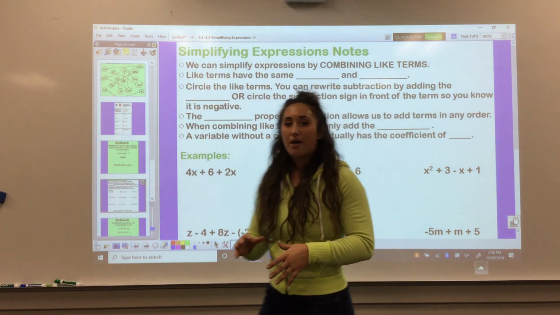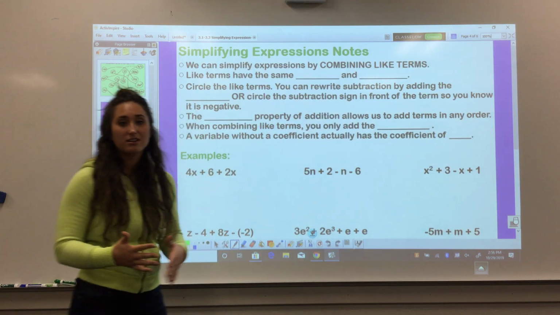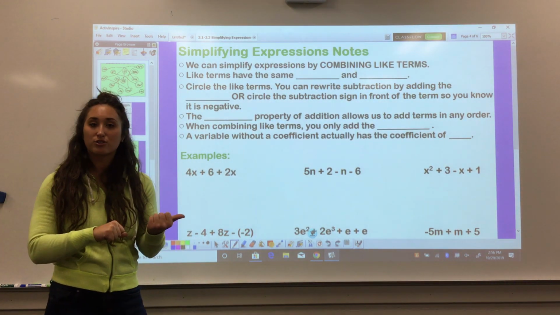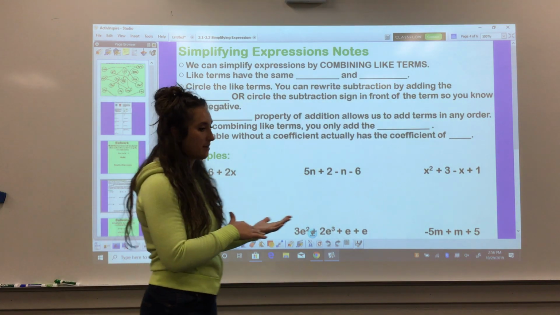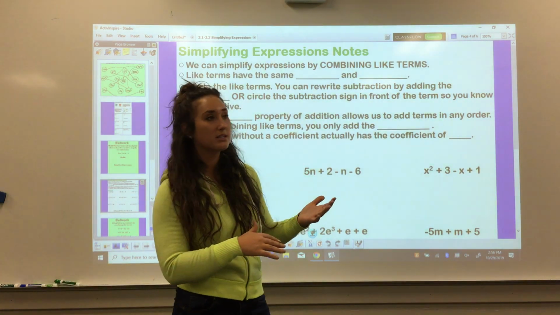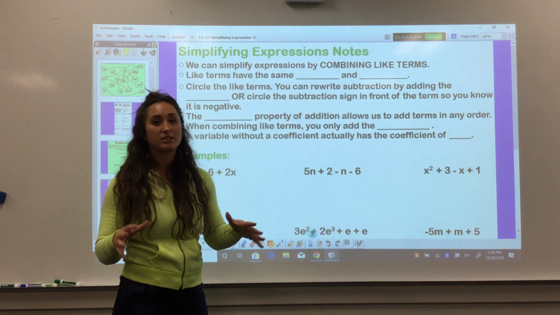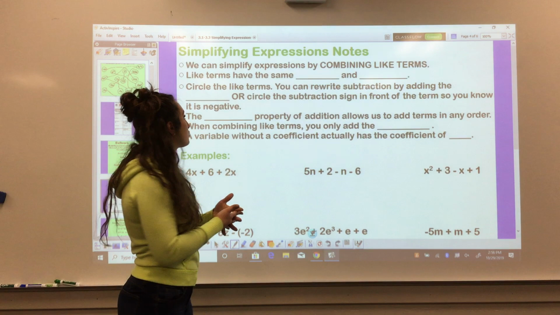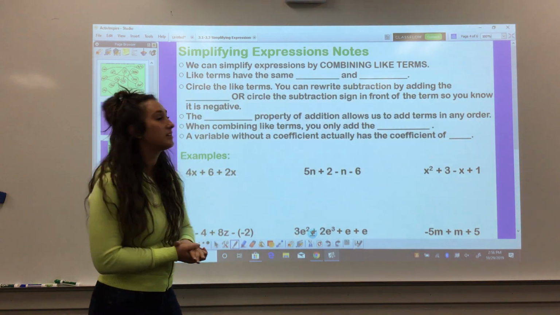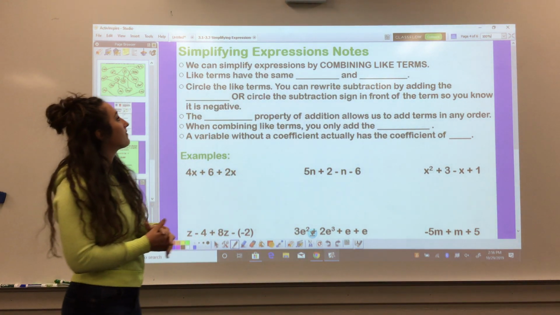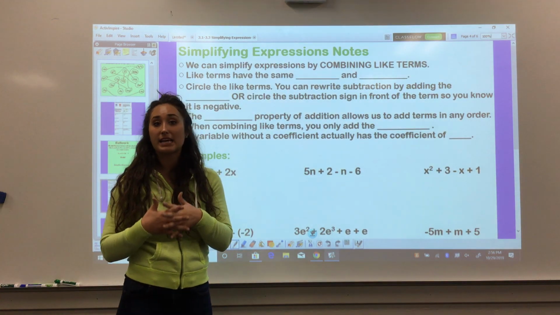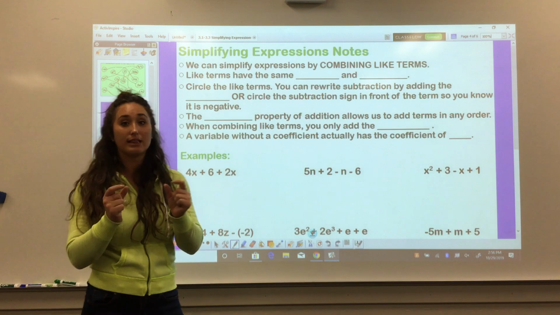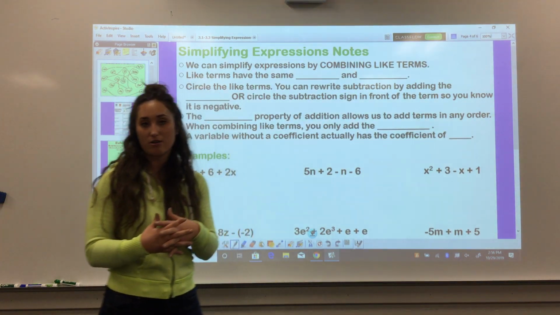But we have a couple of blanks to fill in. We're going to start simplifying expressions today. We did it with our algebra tiles however many days ago that was. But today we're going to do it without our algebra tiles and just using our math. So, a couple of blanks to fill in. First bullet says we can simplify expressions by combining like terms. So you have to figure out which terms in the expression are alike, and you'll combine those or add those.